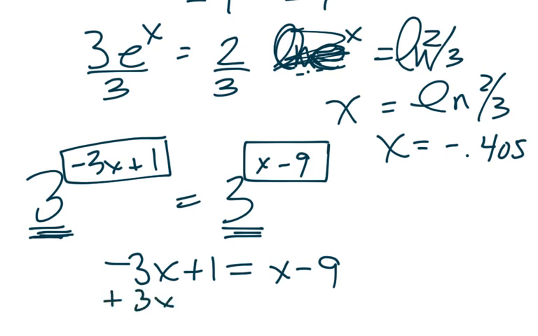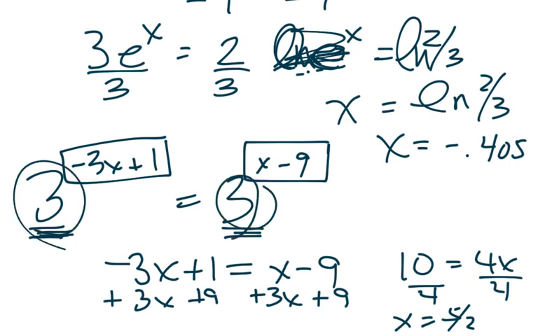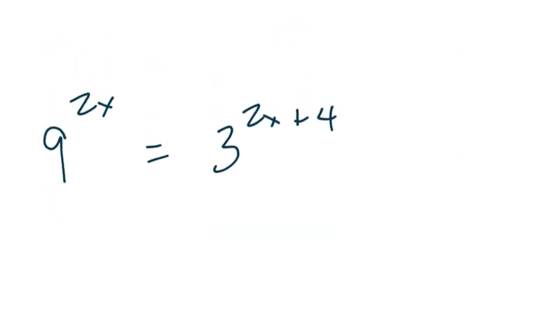I'm going to choose to add 3x and add 9. And so what's that going to give us? 10 equals 4x. Divide by 4, and you get x equals 5 halves, or 2.5. So sometimes if those bases are already the same, you don't have to do anything to them.